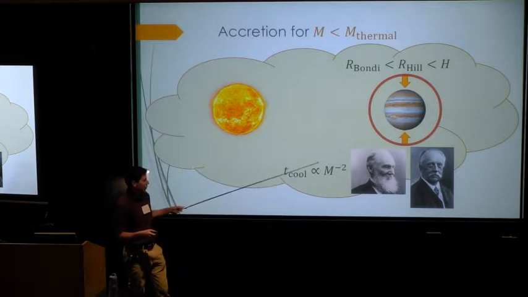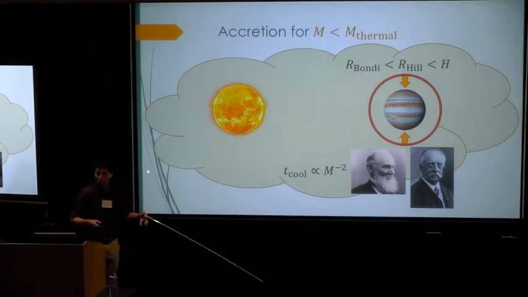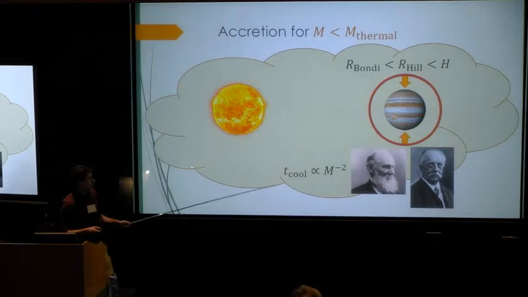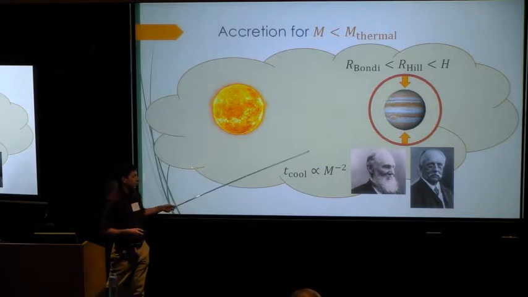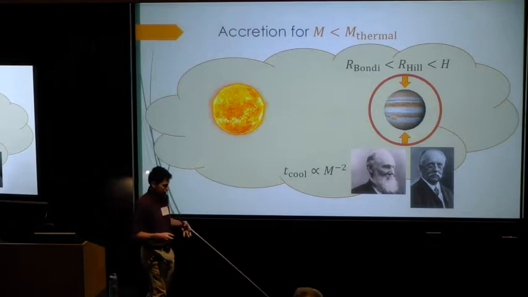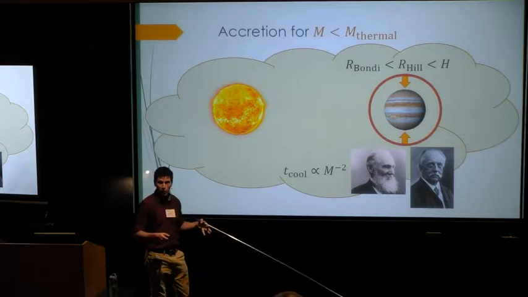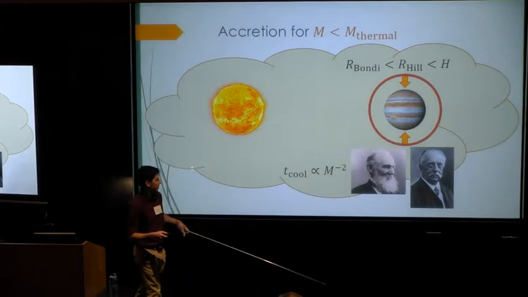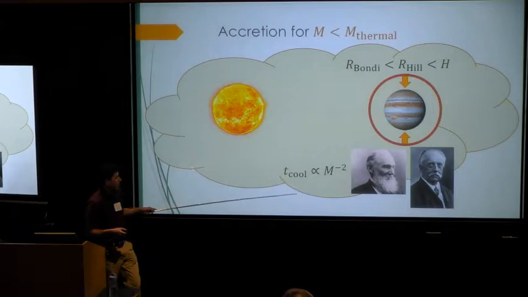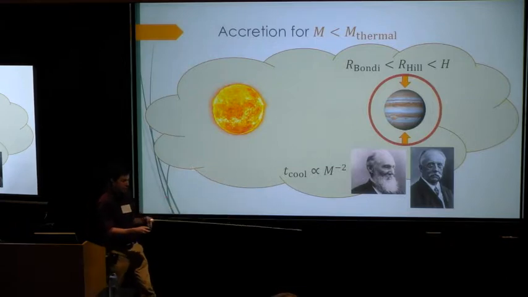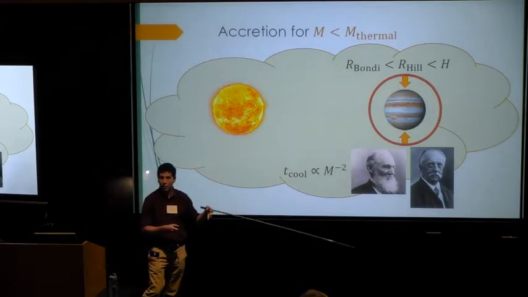And when you calculate this cooling time, which is essentially the growth time of the planet, you'll find that it gets shorter as the planet grows in mass. And that's why we say that planets enter a runaway growth phase. So they enter a phase where the mass doubling time gets shorter and shorter with mass, so they keep doubling their mass at an ever faster rate.